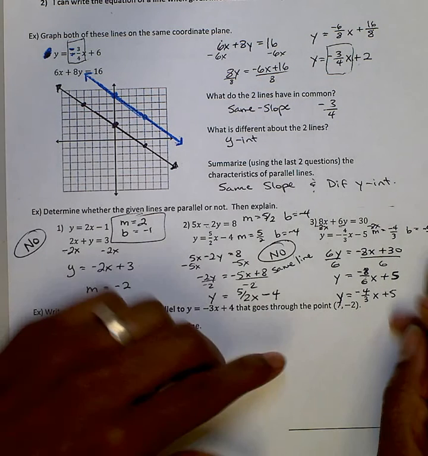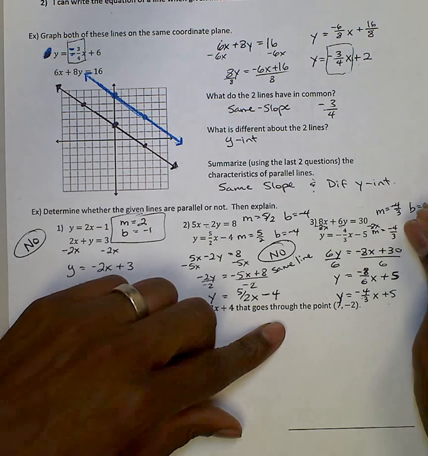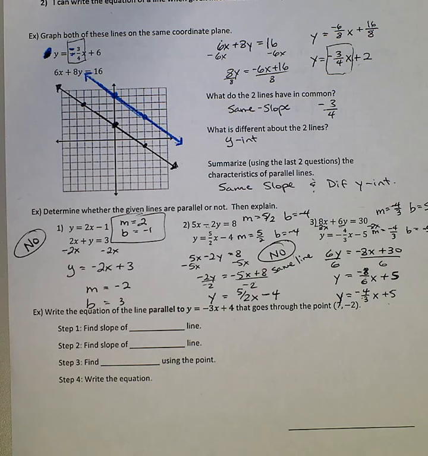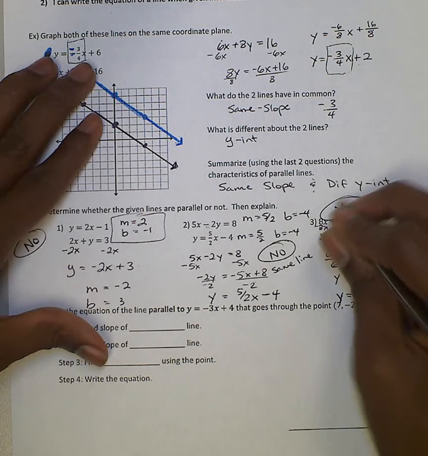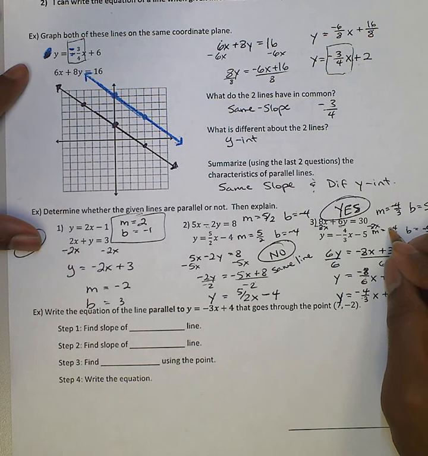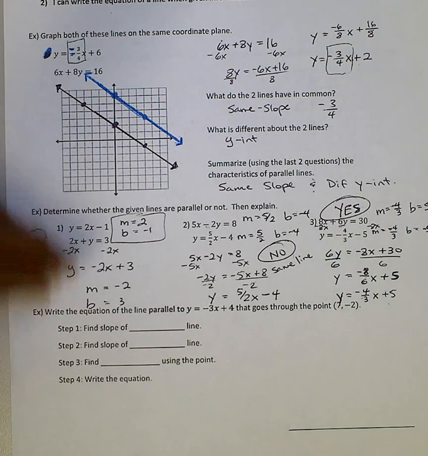And so we can find the slope. Our slope is negative 4/3. Our intercept is 5. Are these parallel? Yes. These are parallel because our slopes are the same, negative 4/3, and our y-intercepts are different, 5 and negative 5.